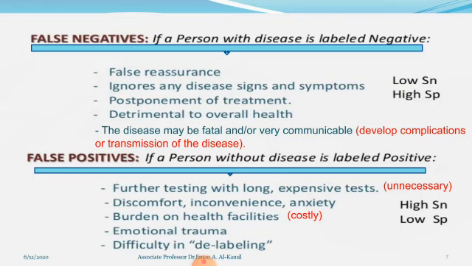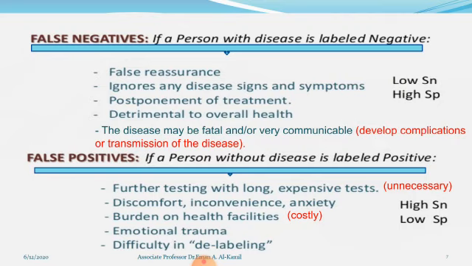Also, the disease may be fatal, or it may be infectious or communicable, so he can transmit the infection to others. Or if he has a severe or fatal disease, he may have complications. So we labeled him as a healthy individual, but actually he has the disease. These are the significance and implications of an individual who has a disease, but whom we label by the screening test as free of disease.